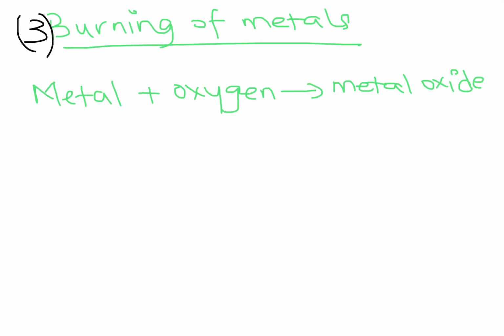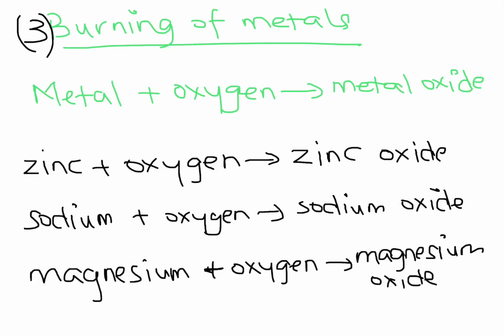The third reaction that you should know is the burning of metals. Now, any metal will burn in oxygen to produce the corresponding metal oxide. So let's see a couple of examples. So these are examples of metals that burn in oxygen to produce a metal oxide. Generally, this applies for most metals.